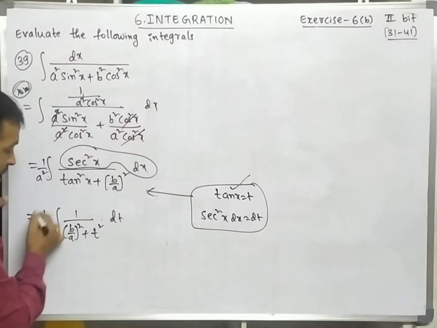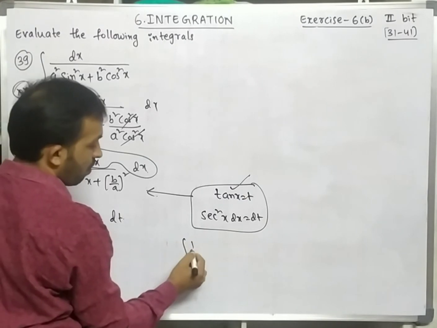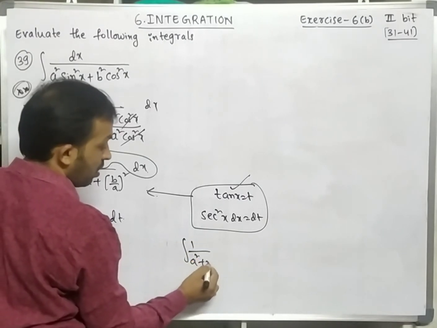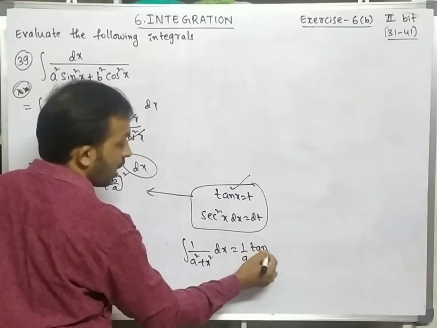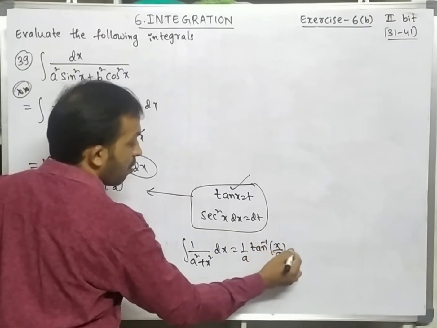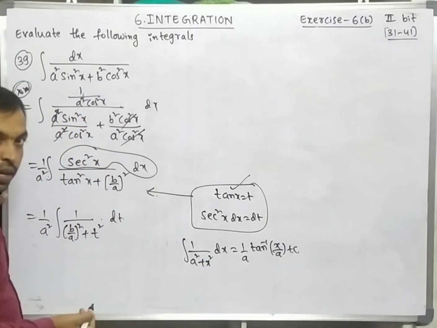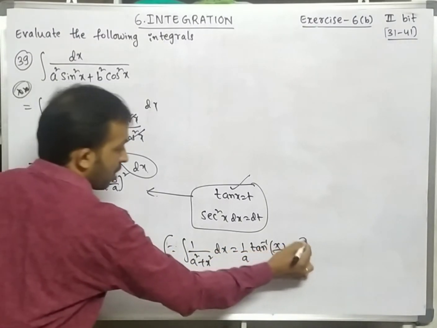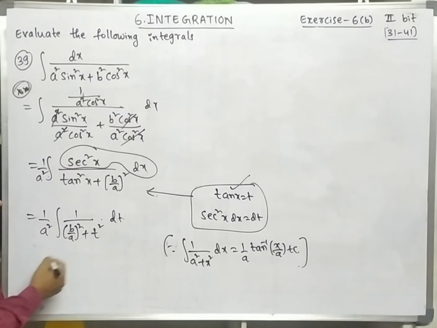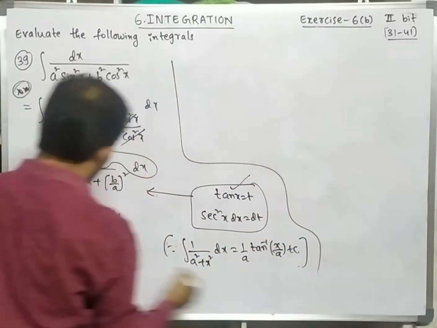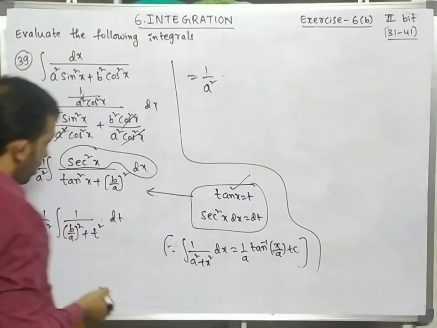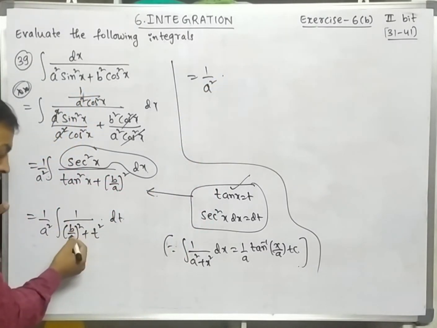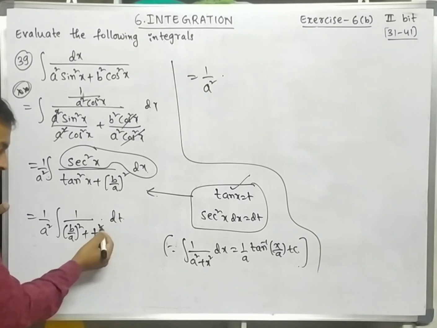Now it is clearly in the form of 1 by a square plus x square dx, which is equal to 1 by a tan inverse of x by a plus c. This is of the form in that formula. Now what happens? First 1 by a square into, this is of the form 1 by a square plus x square. X means t, constant a means b by a.